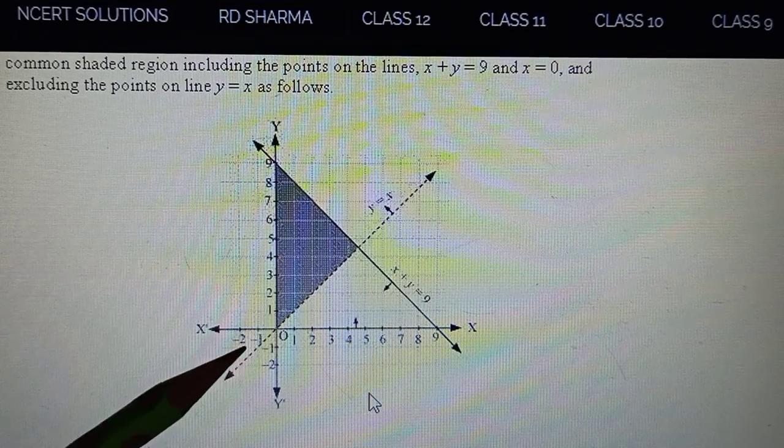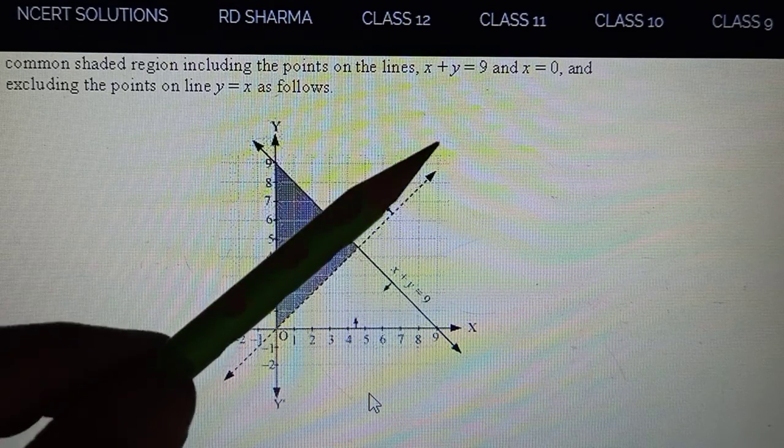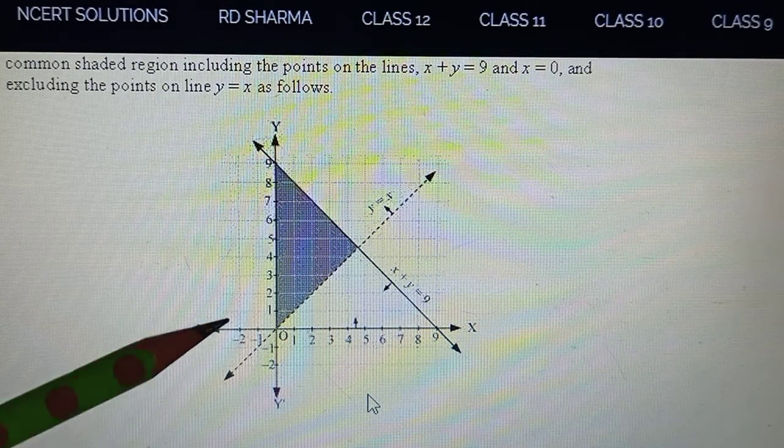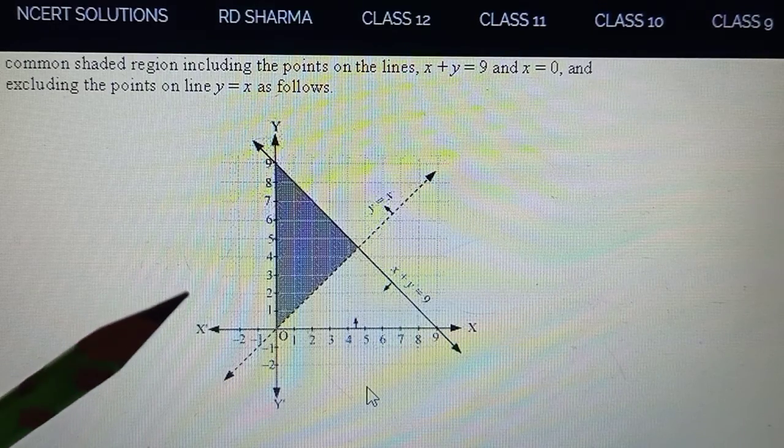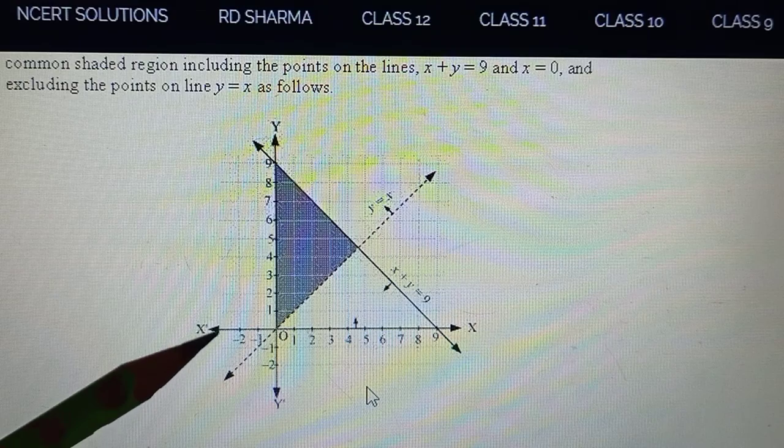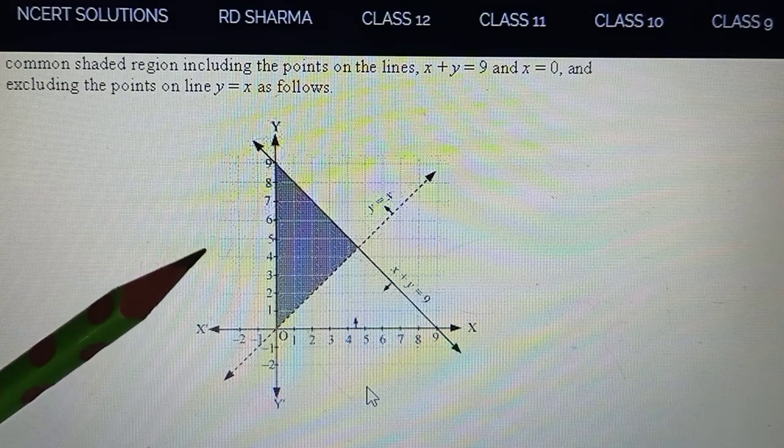So any of the other points you can take. And this is how the line will come out to be, and it has to be dotted because the equal to sign was not there, right? And then the inequality was y is greater than x. So y is greater than x.